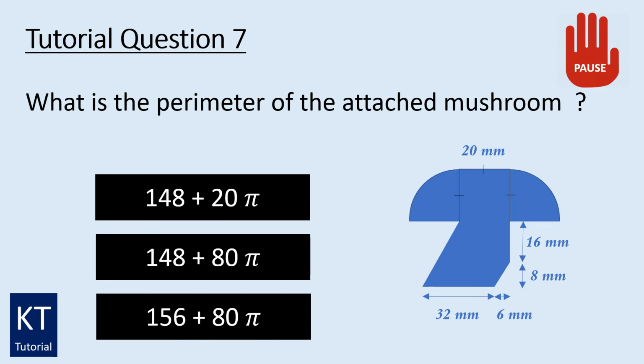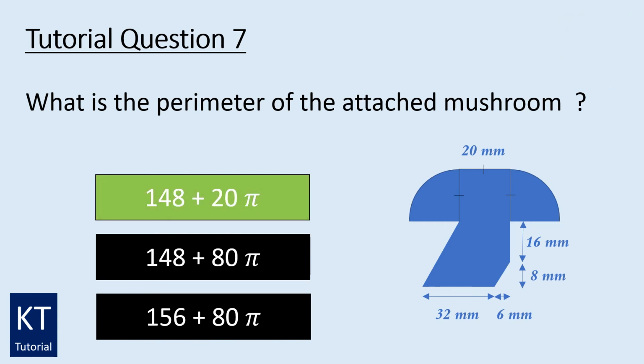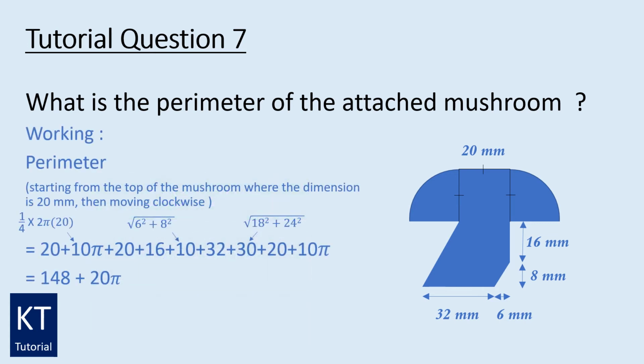Tutorial question 7. What is the parameter of the attached mushroom? Do press the pause button now if you need to think through this question. And the answer is 148 plus 20 pi. Starting from the top of the mushroom, where the dimension is 20 mm, then moving clockwise, 20 is our first dimension.